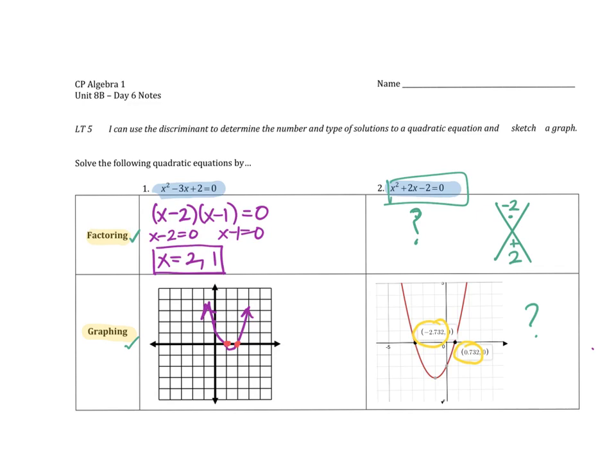If we go back up to our learning target, it says I can use the discriminant, so let's define it. The discriminant is b squared minus 4ac, to determine the number and type of solutions to a quadratic equation and sketch its graph. So you're going to watch the next video, and we're going to learn how to determine the number and type of solutions of a quadratic equation.